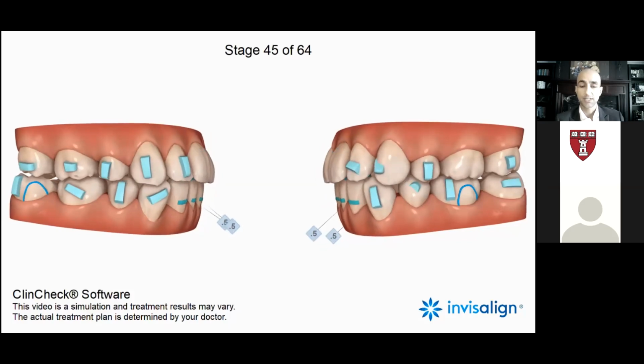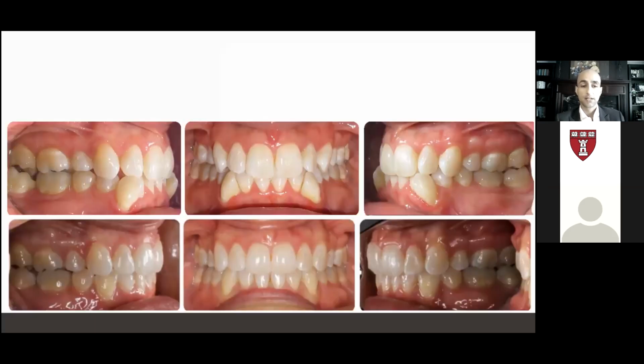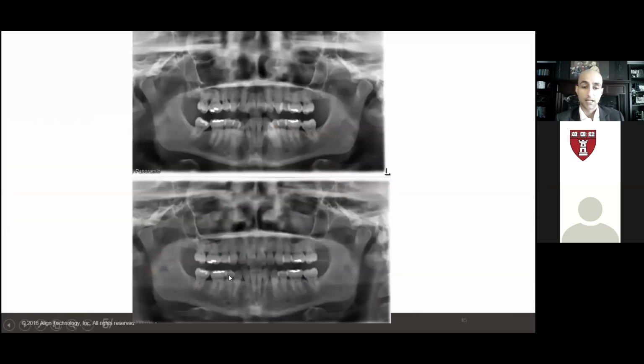But the staging here makes this important. So this is this patient's finished result. She did have one refinement in the interim. And again, we had nice root parallelism of the premolar and the molar, which in that right side we pulled a 5, on the left side we pulled a 4.